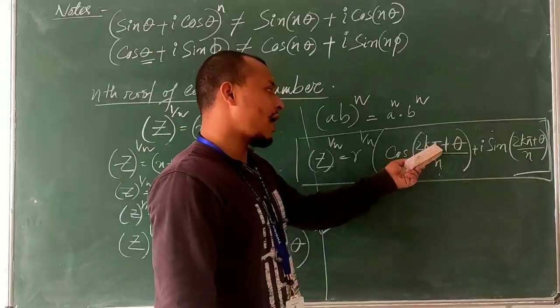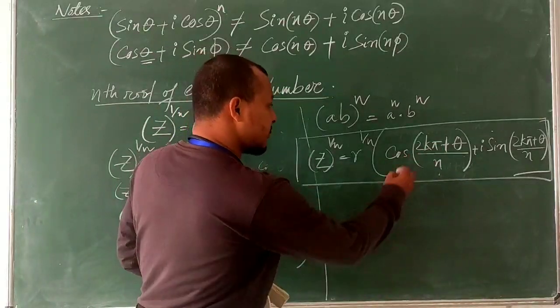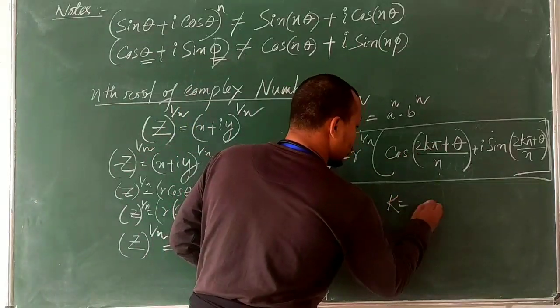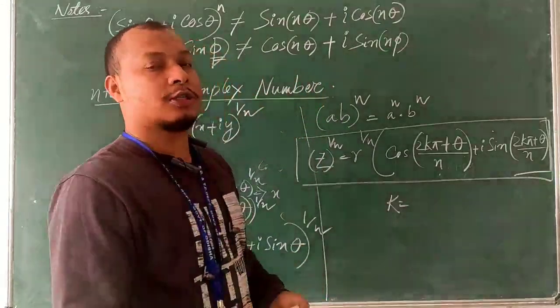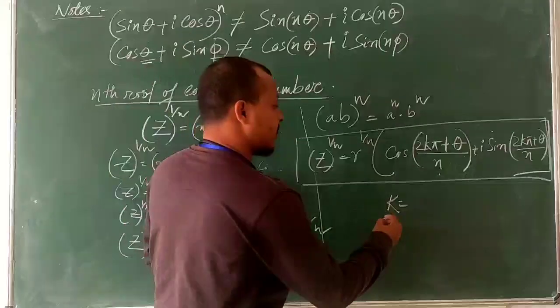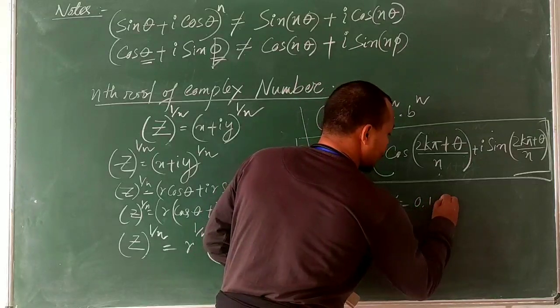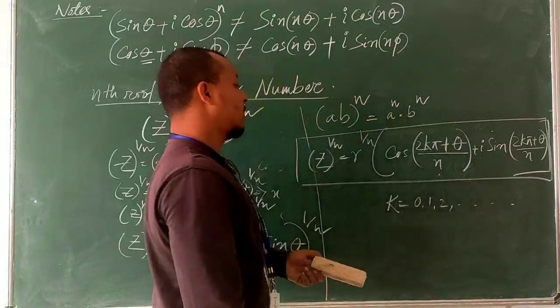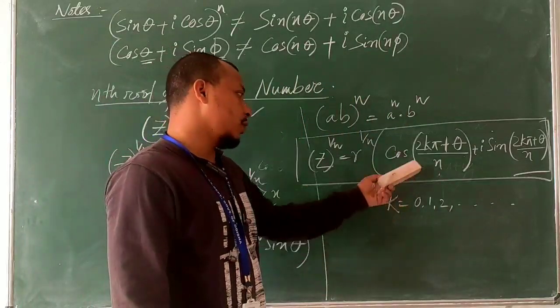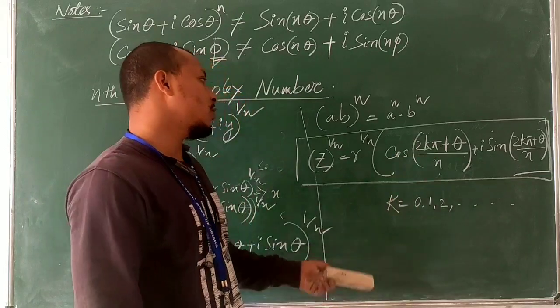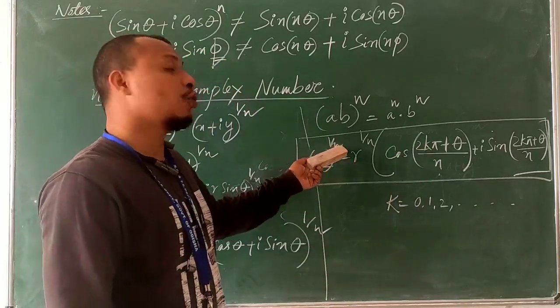2kπ, and this k, why are you writing this k? This k is basically a whole number. This k is a whole number. Whole numbers start with 0, 1, 2, 3. So basically it will start from 0, 1, 2, and so on. Why are we writing this k? Because if we don't write this k, then we are not going to find the nth root of this complex number.